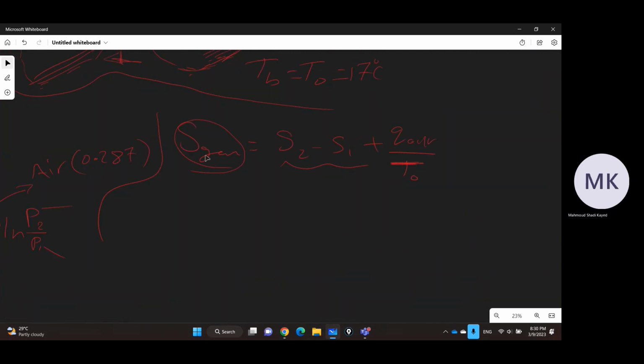So from this equation we find the S generation, and then we multiply it by T naught to get the exergy destroyed, and the question here will be finished.